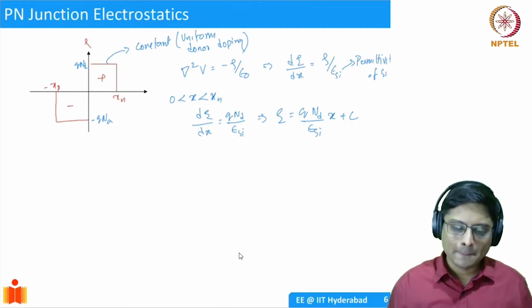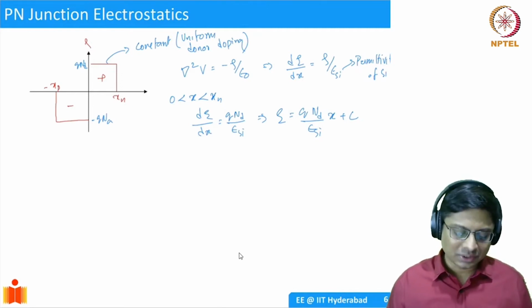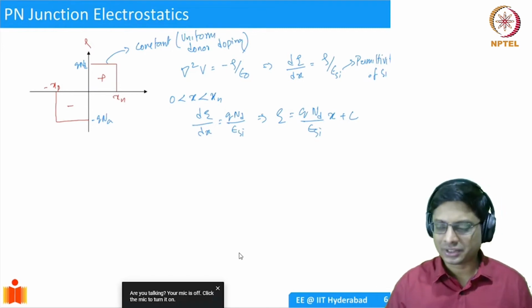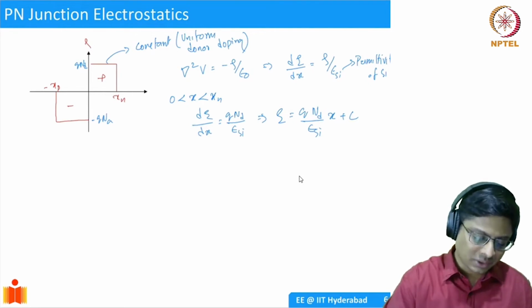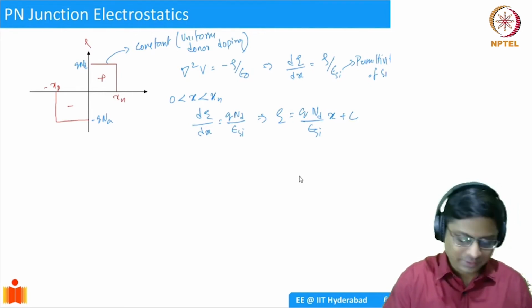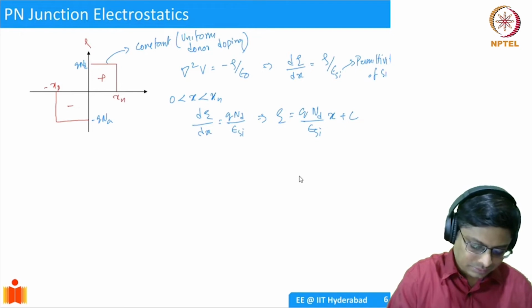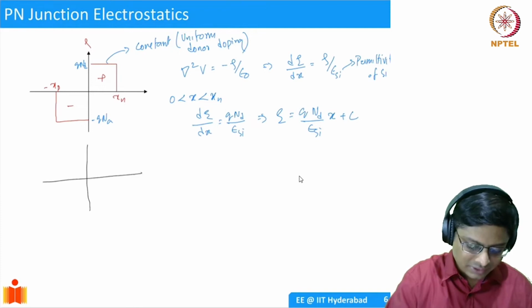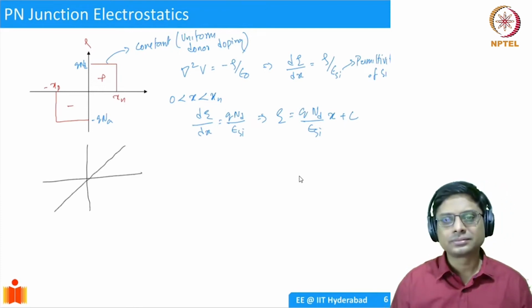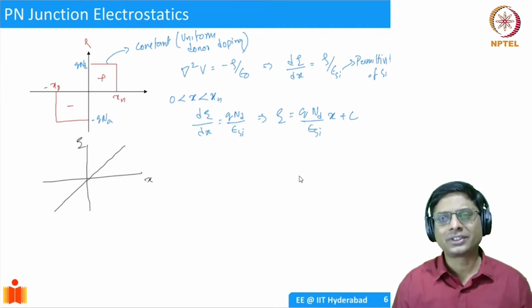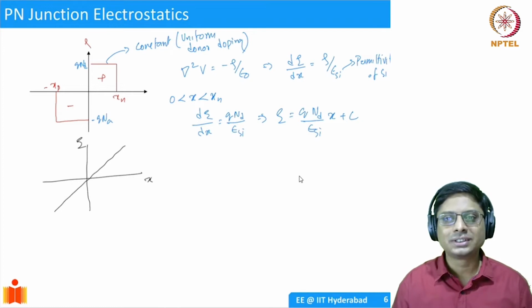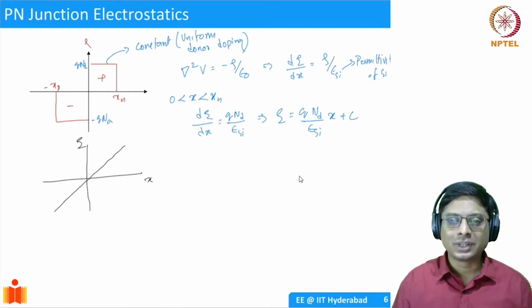Before we solve it further, let's think about what direction the field should be. What should be the qualitative behavior of the field? It's going to be linear, right? Is it possible to have a field which looks like this, E versus x? This is a linear function. Would it work? Well, if you have something like this, it's not going to work.